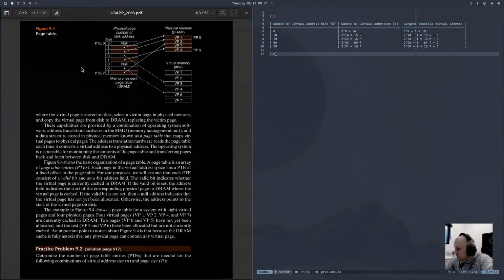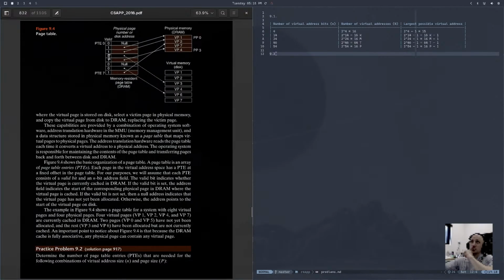So we have our virtual memory, our memory resident page table, and then we have the physical memory. In this diagram, on the right-hand side, your page is either resident in physical memory, or it's stored in swap space on the disk. So it's in one of these two sets here.